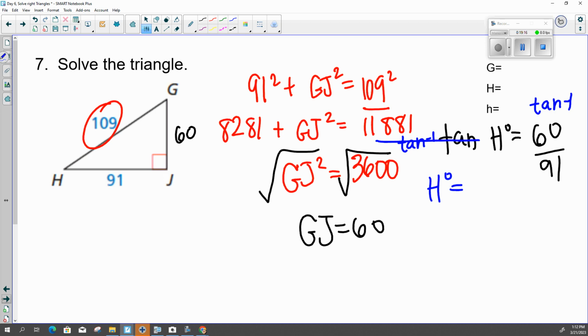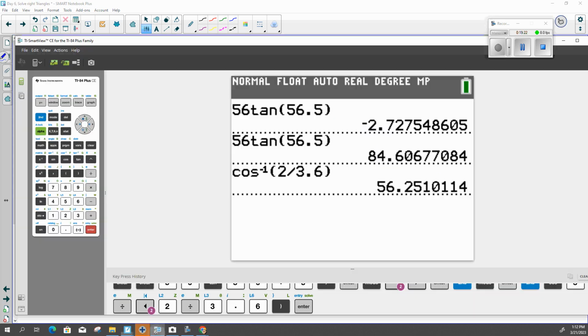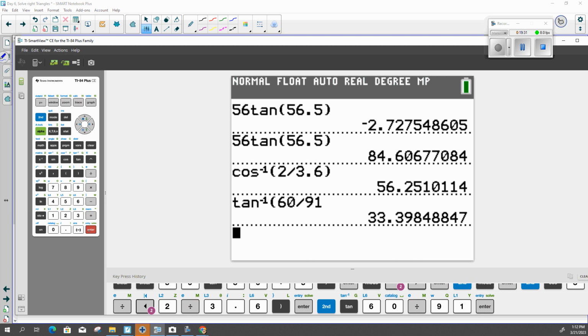And type that into your calculator. It's best if you type the tangent -1 first, and then 60 over 91. So second tangent is going to give you that inverse. So we decided we do have to round: 33.4.